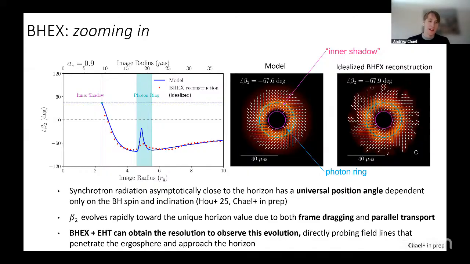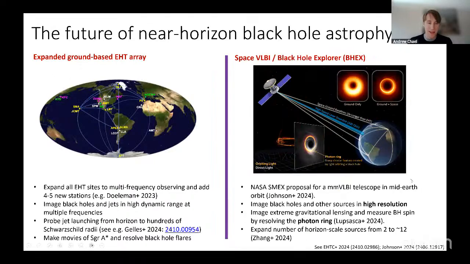And so by using this higher resolution of BEX in conjunction with the high dynamic range of something like the next generation EHT, which we actually need as well in order to image the things that are closer and closer to the horizon, because things are getting dimmer and dimmer there as redshift increases, we should be able to potentially resolve this swing up in polarization and use it to learn more about the black hole space-time.